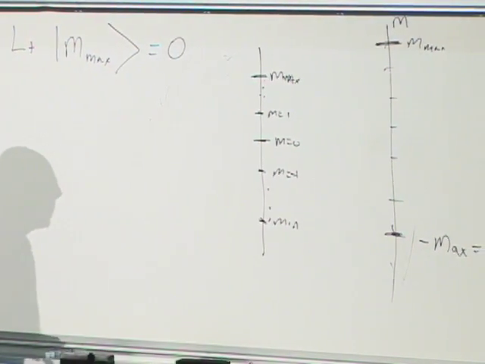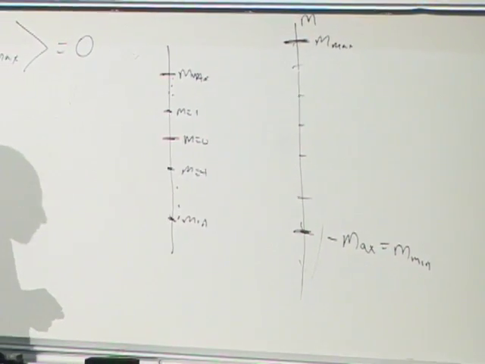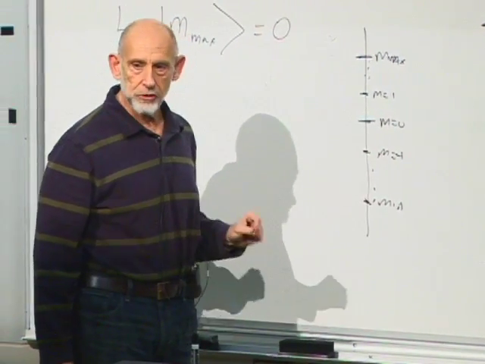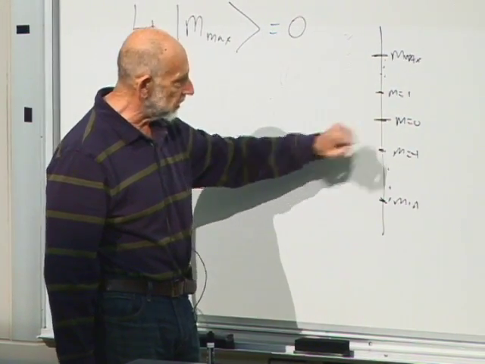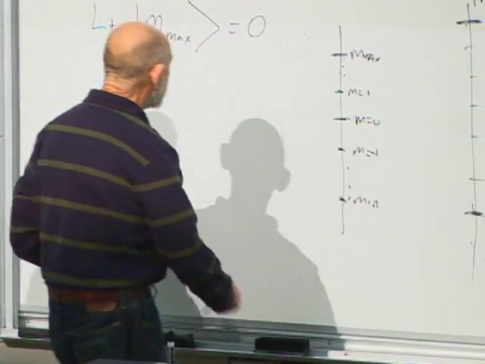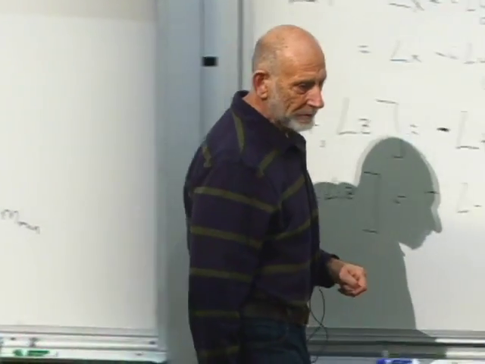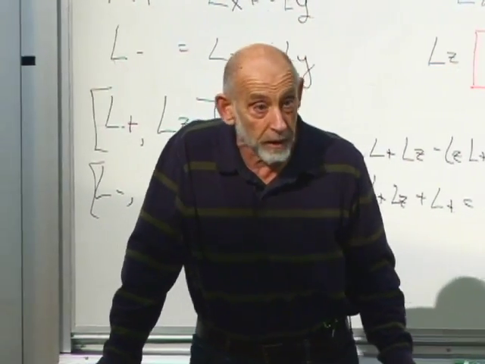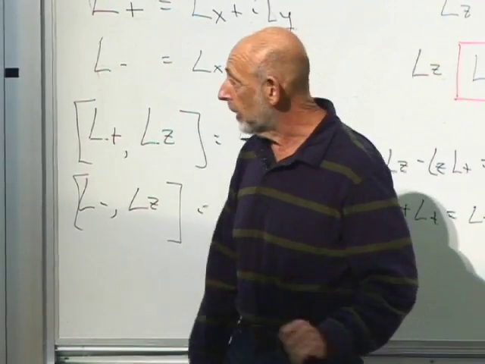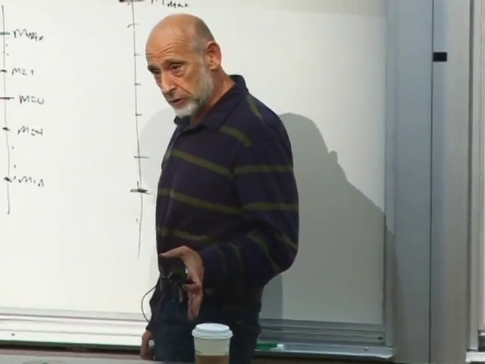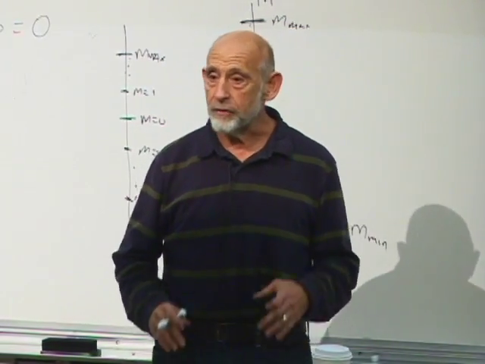Minus M max. How many such states are there altogether? Two M max plus one. Yeah, two M max plus one. M max here, M max here, and then one more at the origin. Twice M max plus one. That's the number of possible states. Because I haven't told you what M max is. But that's because M max could be anything, depending on the specific particle or the specific object we're talking about. So specific particles have their own value of M max. And that M max is called the spin of the particle.